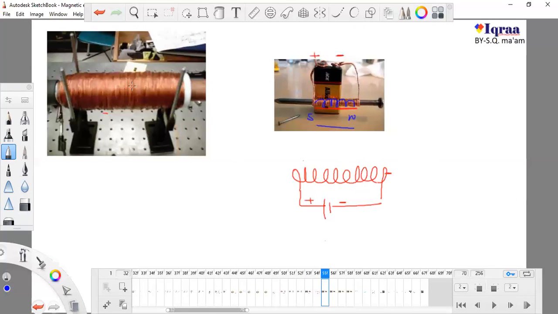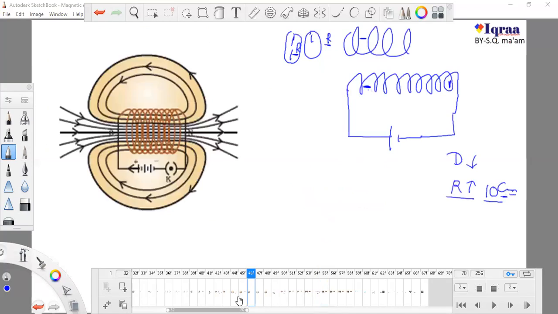What do I mean? Here there are thousands of coils. So if the radius of one coil is 5 centimeter, then the distance should not exceed 5 centimeters. So remember this thing.